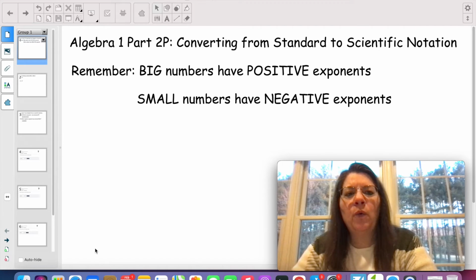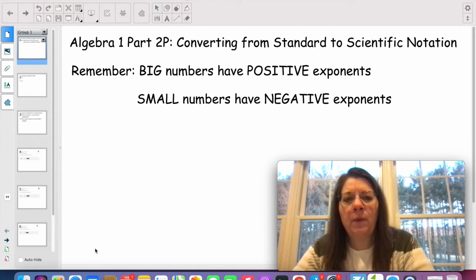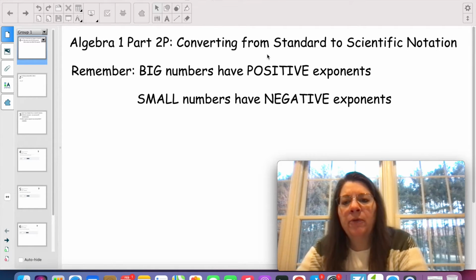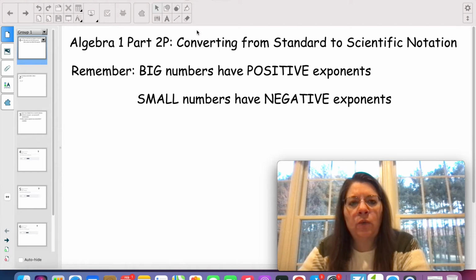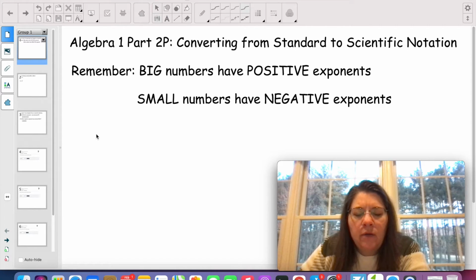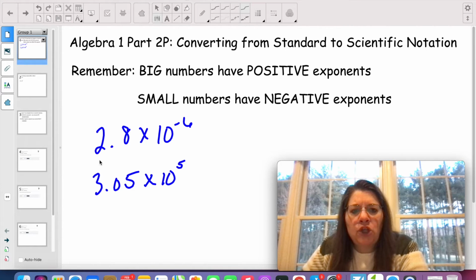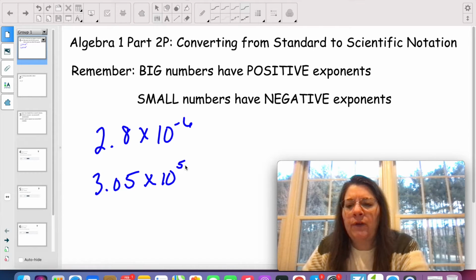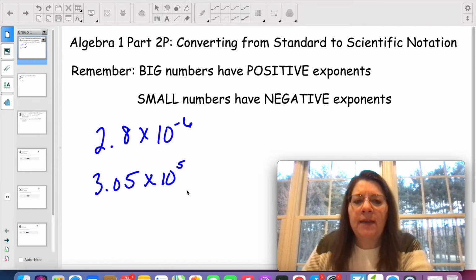In today's lesson, we're going to go in the opposite direction of what we did yesterday. We're going to convert from standard notation to scientific notation. You might remember from yesterday, they started with some problems that had a decimal times 10 to a power. They may have given us something like 2.8 times 10 to the negative 6 and 3.05 times 10 to the fifth, and asked us to rewrite those as numbers in standard notation.